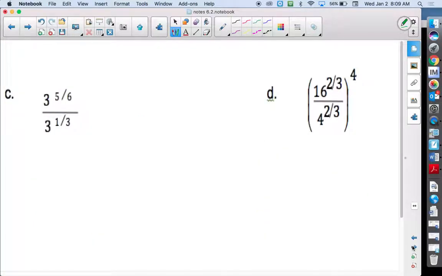Okay, so try to do the same thing with C and D here, just applying those properties. So letter C, we have 3 to the 5/6 divided by 3 to the 1/3.